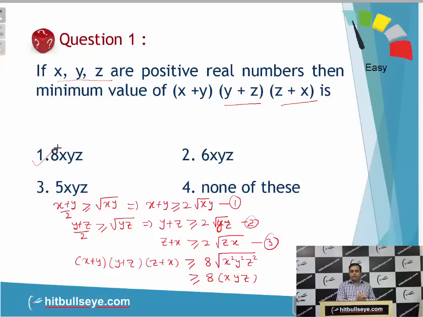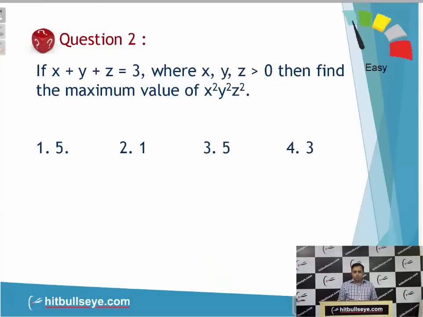where we have applied the previous rule. Now come to the second question. Here again the question says that if x plus y plus z is equal to 3, where x, y, z are positive, then find the maximum value of x² y² z². The question is asking about the maximum value of x² y² z².